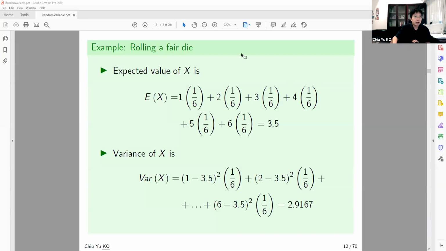So, rolling a die, right? You know the die, just to recall. It is a fair die. We have 6 outcomes: 1, 2, 3, 4, 5, 6. P of X is 1/6, 1/6, 1/6, 1/6, 1/6, 1/6, okay?